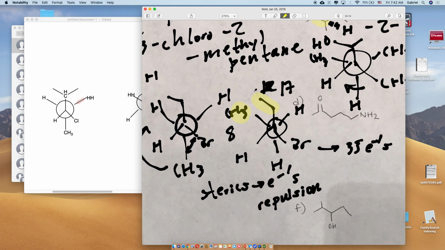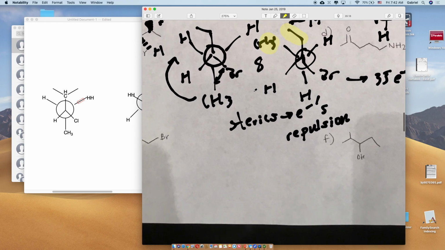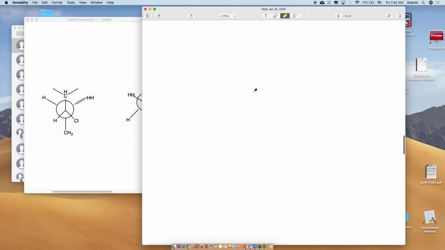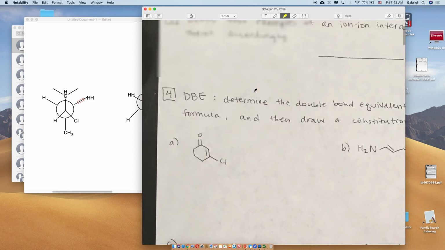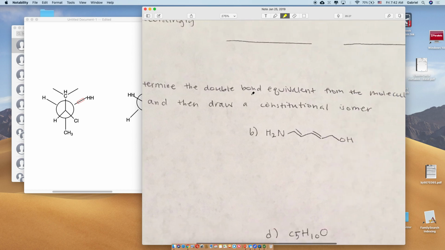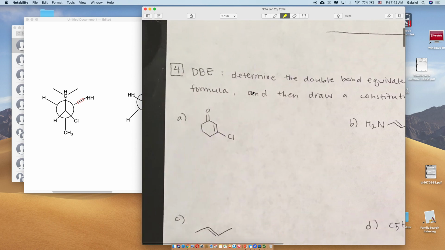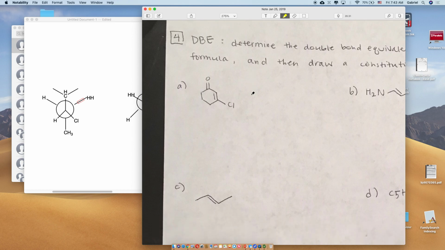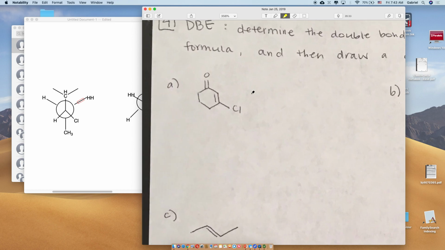Okay. We should probably skip the last three. With the time, we do want to go over double bond equivalents so that you know how to do this. But if you have questions about Newman projections, we're happy to help. I will be in the lab from 9 until 10 this morning, so I can hop in too.